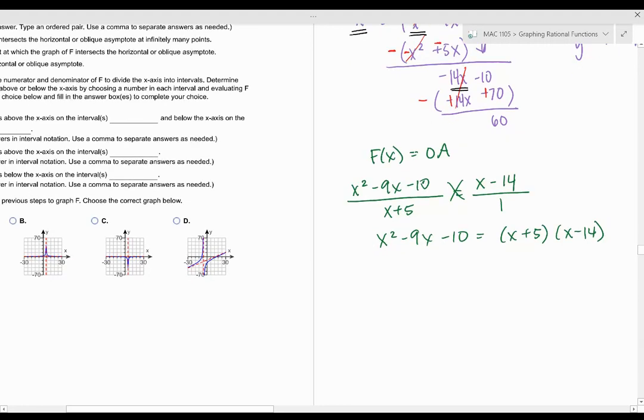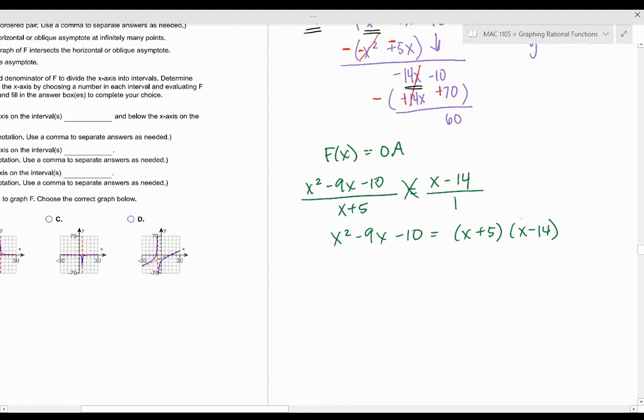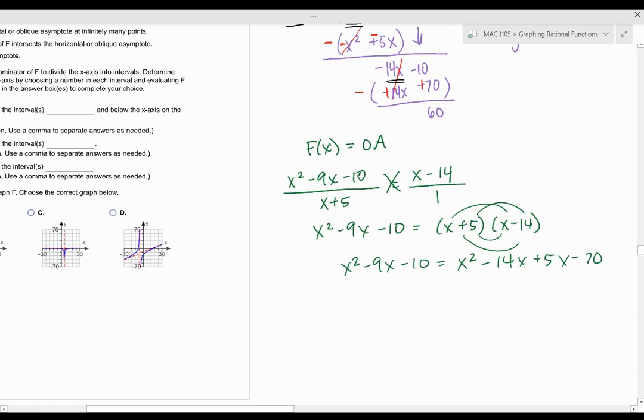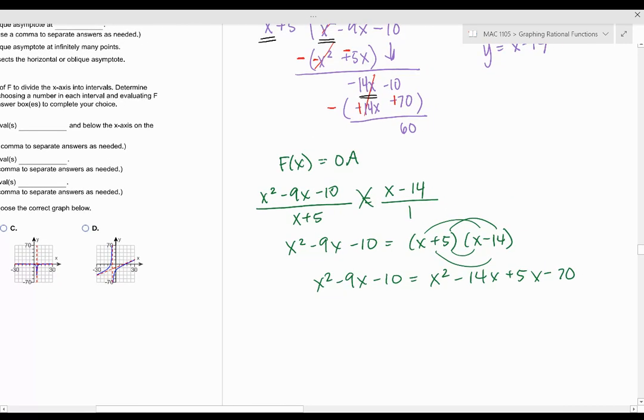So we have x squared minus 9x minus 10 equals x plus 5 times x minus 14. All right, we're going to have to FOIL the right-hand side. So that gives me x squared minus 9x minus 10 equals x squared minus 14x plus 5x minus 70. This is now a quadratic, so I need to combine like terms by putting it in standard form.